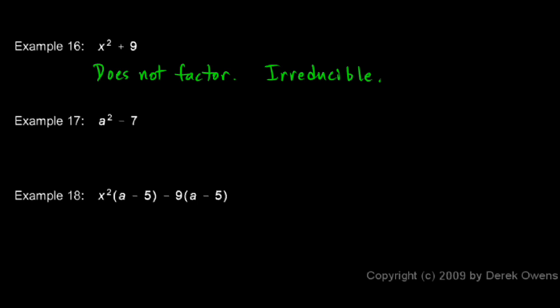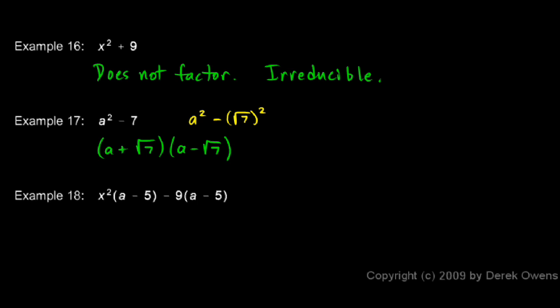So I can think of this as a squared minus the square root of 7 squared, because the square root of 7 squared is in fact 7. So if I think of it that way, this is the difference of two squares, and this can factor as a plus the square root of 7 times a minus the square root of 7.